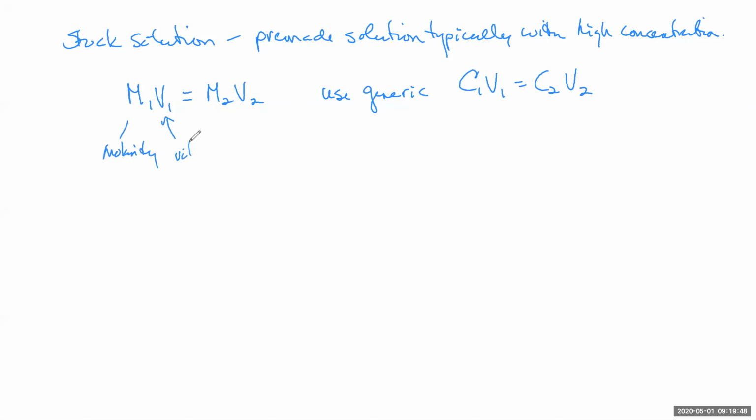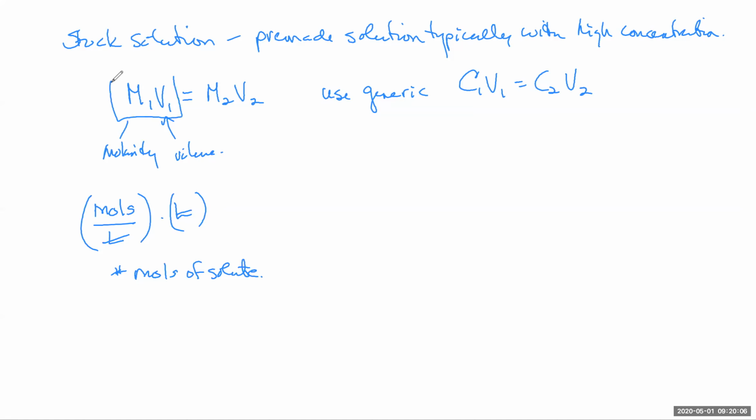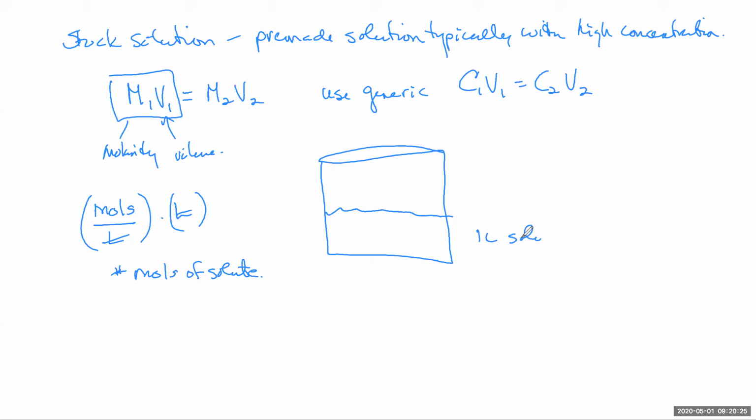And what happens if I take molarity and multiply it by volume? Remember, molarity is moles per liter, and volume would be in liters. This would be equal to the number of moles of solute. So basically what this is saying is if you know the number of moles of solute in a concentrated solution, and then you add more solvent, the number of moles of solute doesn't change, just the concentration of the solution changes. To show you that in more detail, say we had this big flask, and let's pretend it had 1 liter of solution in it right now.